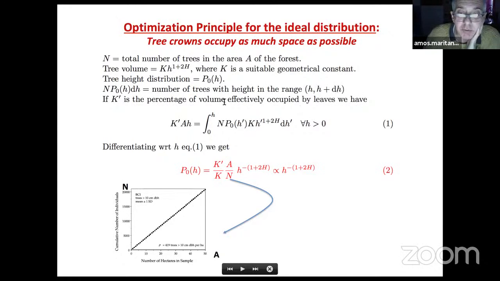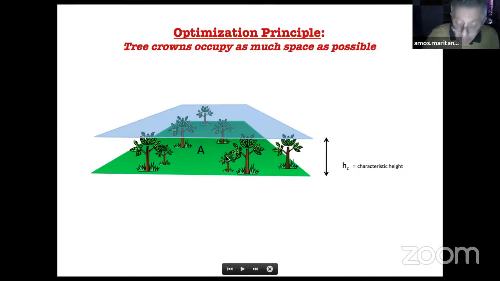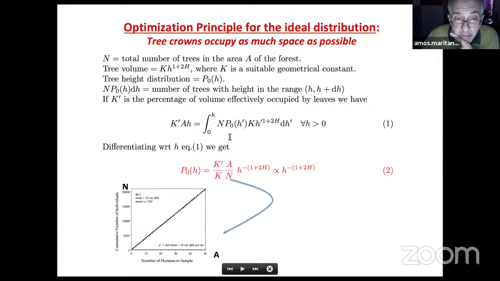If we multiply this by the volume, which is h prime to the power 1 + 2H, and we integrate between zero and small h, we require that this is proportional to the volume of the forest of area A, meaning it is filling almost uniformly all the room at disposal. So the total volume occupied by the leaves is proportional to A, the area of the forest, times h. This has to be true for all h in the range between zero and some maximum height that I call h critical. If I differentiate with respect to h, what you derive is that the ideal distribution is some constant, A over N, the area of the plot divided by N, which is the inverse density of plants, times h to the power minus 1 plus 2 capital H.